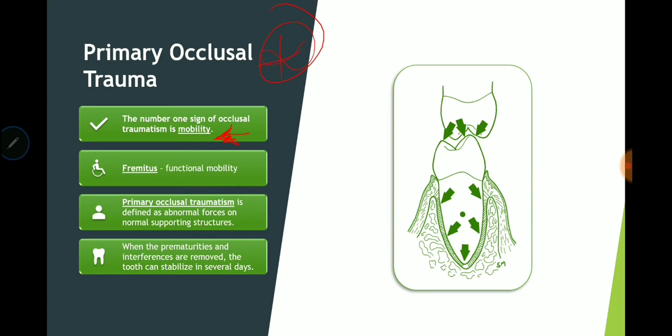The primary occlusal traumatism is defined as normal forces on normal supporting structures. And when the prematurities and interferences are removed, then the tooth can be stabilized for several days. Okay, so you can see the center of gravity here of the tooth, and you can see how the forces are nicely balanced in this case.